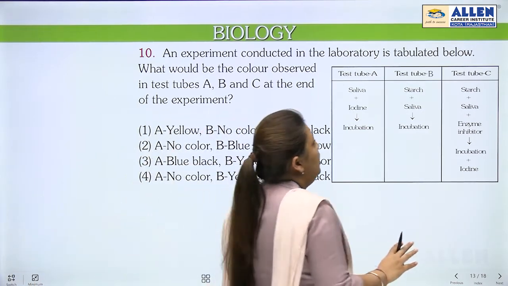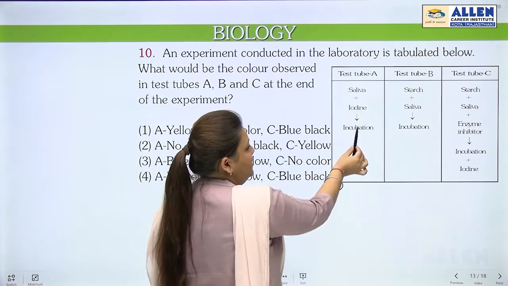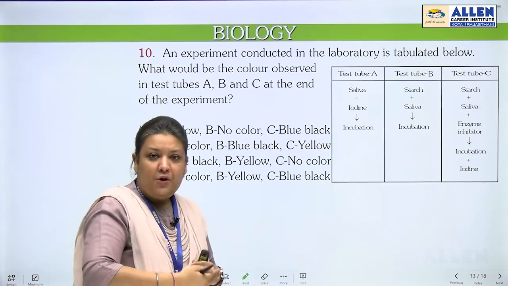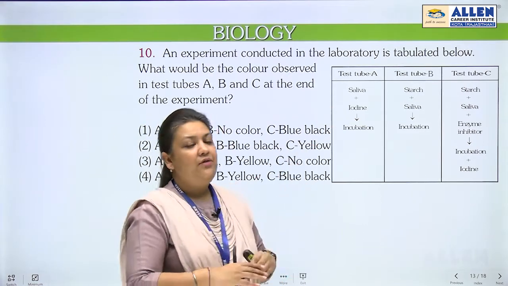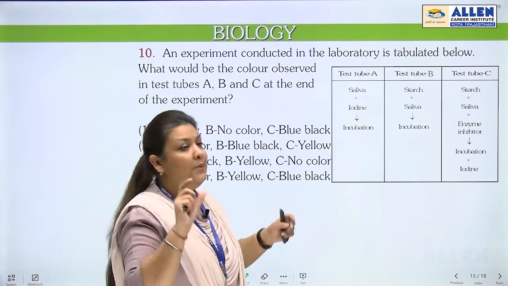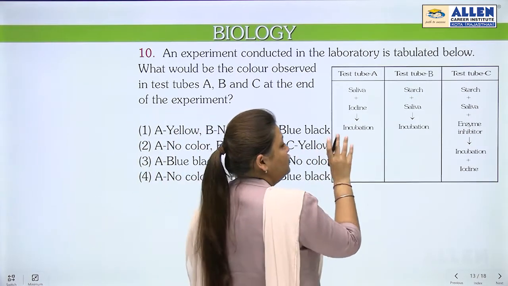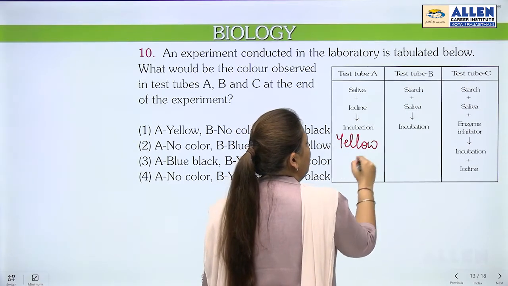Now moving on to test tube A, saliva plus iodine, which has been placed in incubation. Clear? When iodine reacts with starch, it gives blue-black color. When iodine reacts with saliva, there will be no color. So there will be only the color of iodine, and the aqueous solution of iodine has which color? That is yellow color.